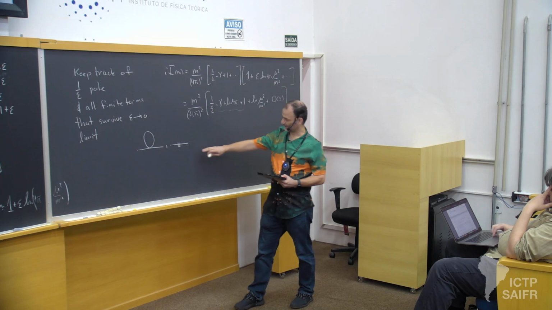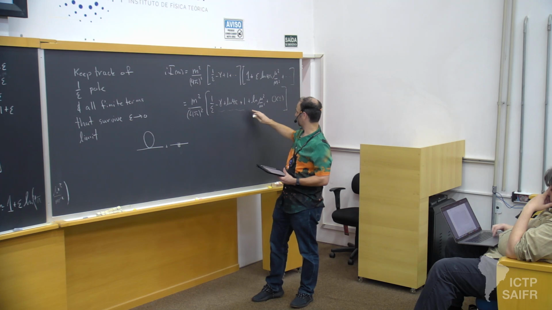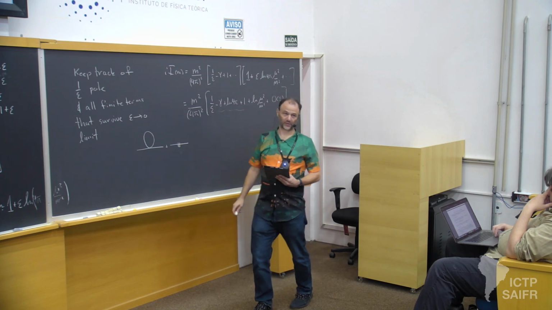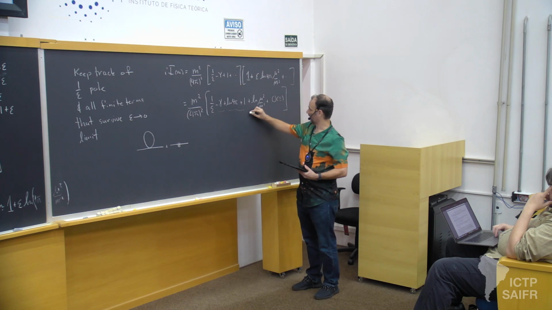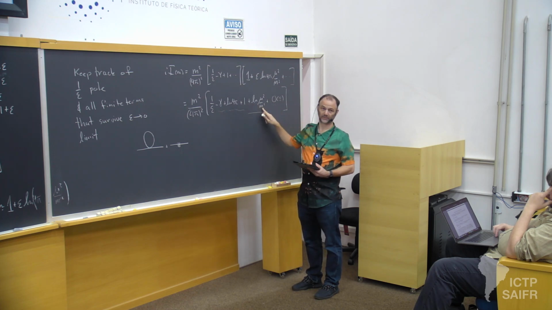So we add a counter term to get rid of the 1 over epsilon. And then what I'm going to say is the interesting part of any field theory, in particular effective field theory, are going to be these terms that scale logarithmically in our small parameter. So I want to talk a little bit about this.